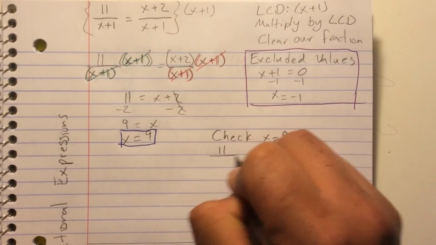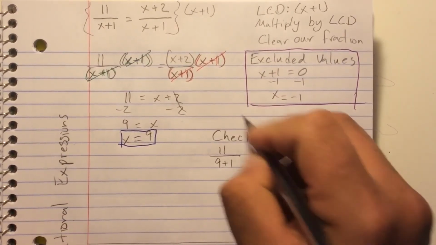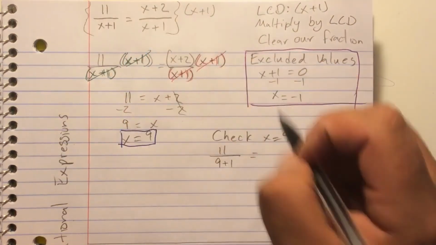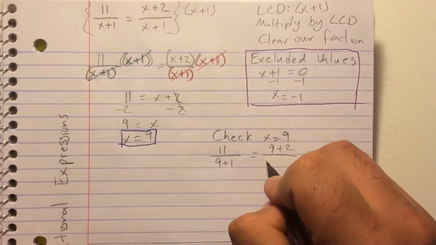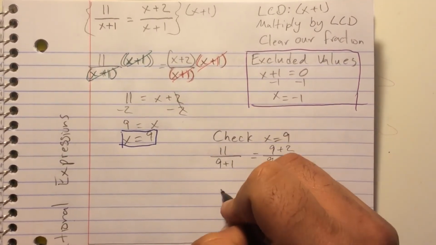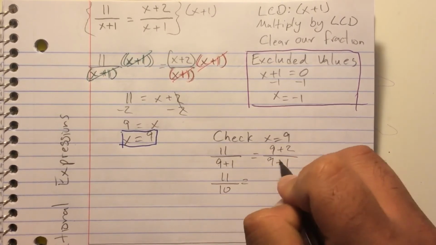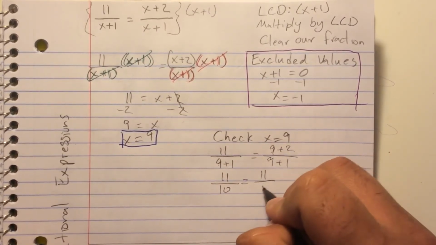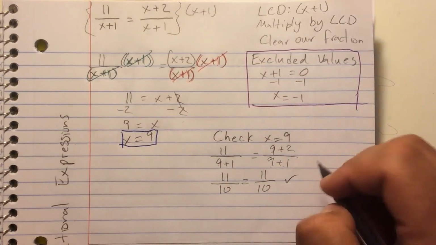So we had 11 over x, which is 9, 9 plus 1 equal to 9 plus 2 over 9 plus 1. And we rewrite this equation again. We have 11 over 9 plus 1, which is 10, equals 9 plus 2, which is 11, over 9 plus 1, which is 10. So it checks out. This is a true statement.